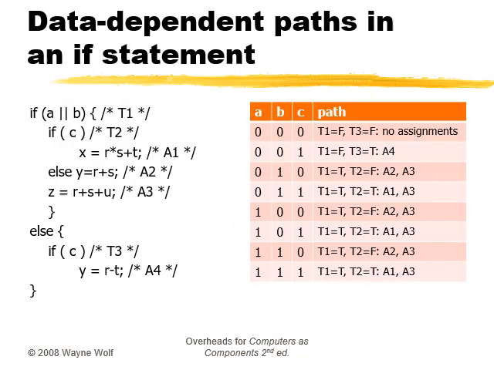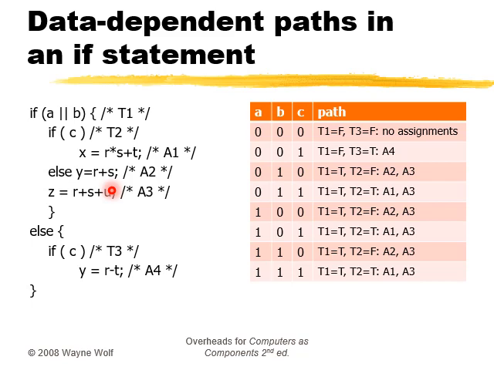So in this slide, we will talk about data dependent paths in an if statement. So here's the code and here's the path. The conditional tests and assignments are labeled. So these are tests T1, T2, T3, and these are assignments A1, A2, A3, and A4. So the conditional tests and assignments are labeled with each if statement, to make it easier to identify the path.